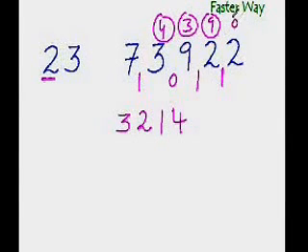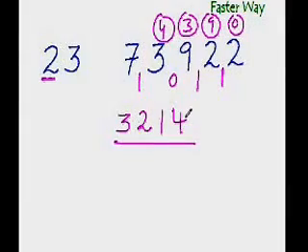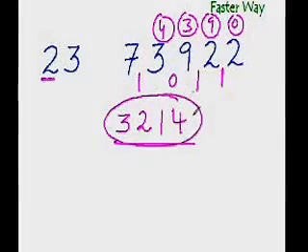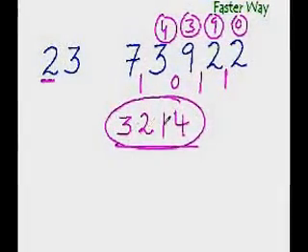The moment you get 0 as the dividend, you know that this is going to be the complete answer. So the answer is 3214.